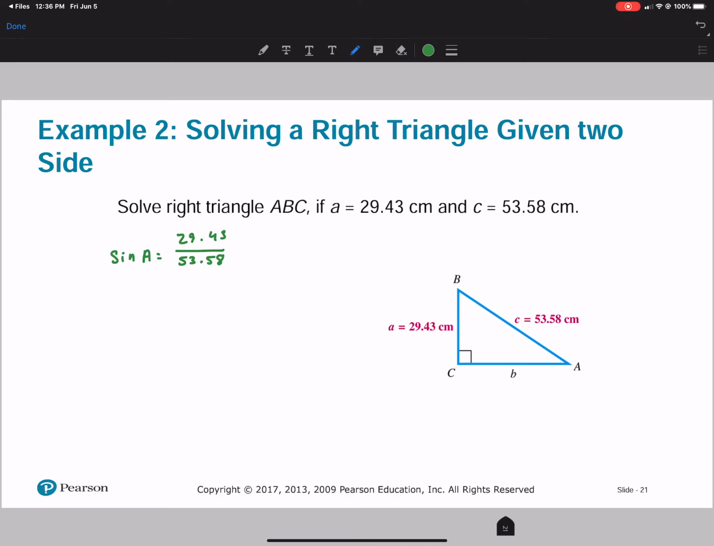Then I'm going to take the inverse sine of it. So A is equal to the inverse sine of 29.43 over 53.58. It's important that you don't round before you do all this, because it will skew your answers. So A is roughly 33.32 degrees. All right? So keep that in mind.